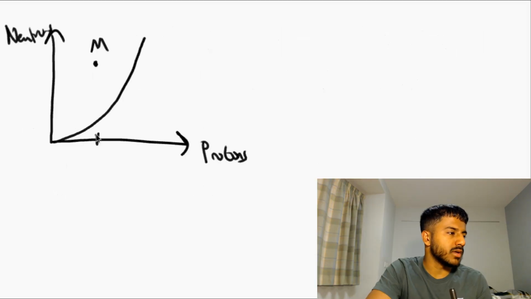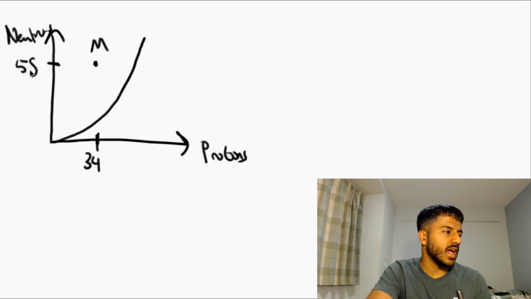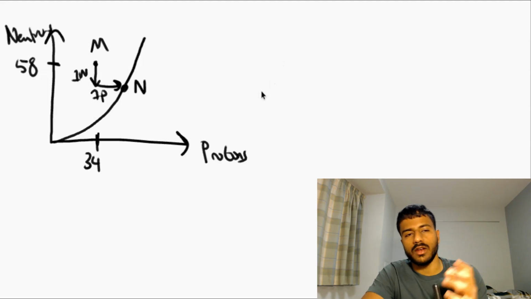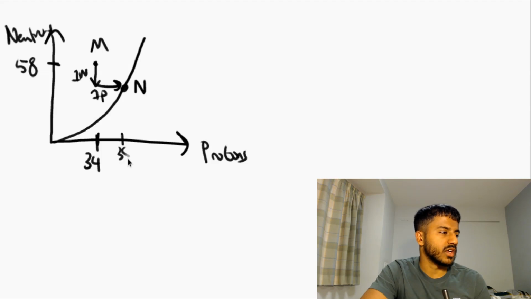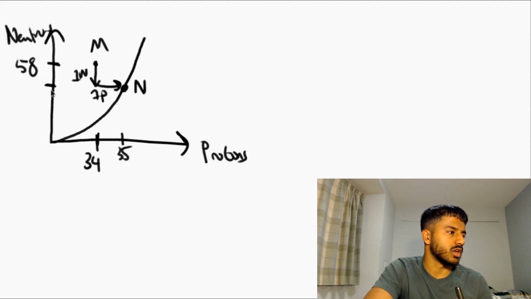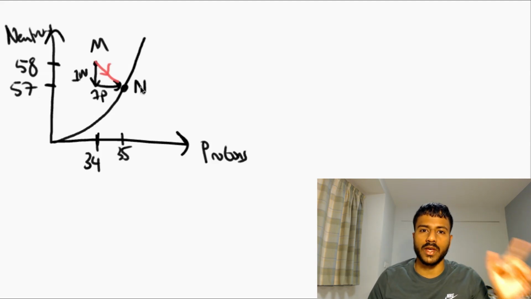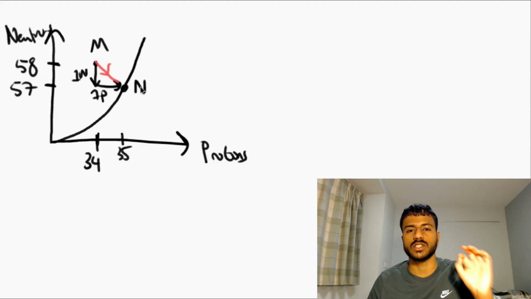We had element M here with 34 protons and 58 neutrons. It would lose 1 neutron and gain 1 proton to form element N. And element N would have a proton number of 35 and a neutron number of 57. So in this case, this red line here would depict the decay for beta minus decay.